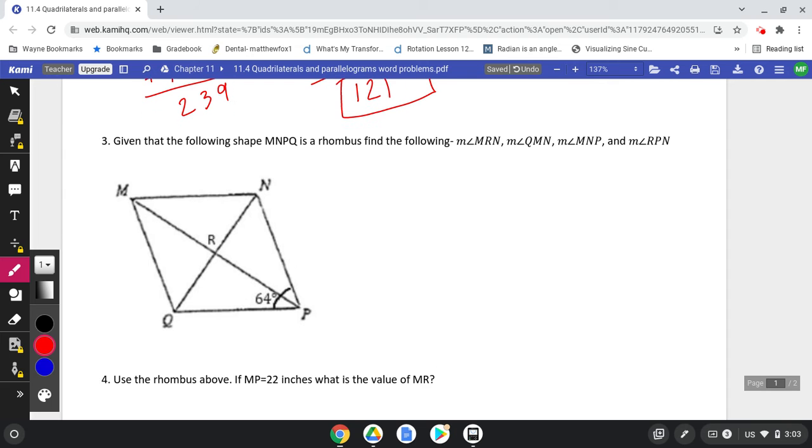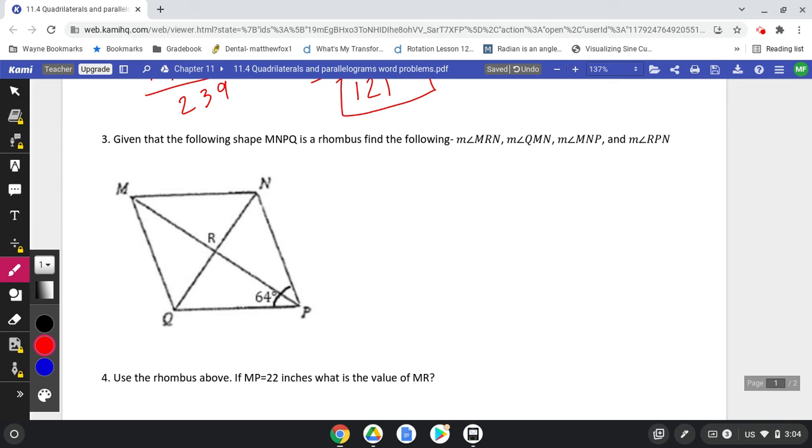Okay, example 3. We don't have to draw a picture because it's already drawn for us. It tells us the following shape, MNPQ, is a rhombus. So right from the start, I know that each of these sides is the same. I also know since it's a rhombus, that means it's a parallelogram, so opposite angles are congruent. I also know that consecutive angles are supplementary, meaning they add to 180. Now here's one that'll be big for us. If it's a rhombus, the diagonals bisect, but they also are perpendicular. So each of these angles is 90 degrees.